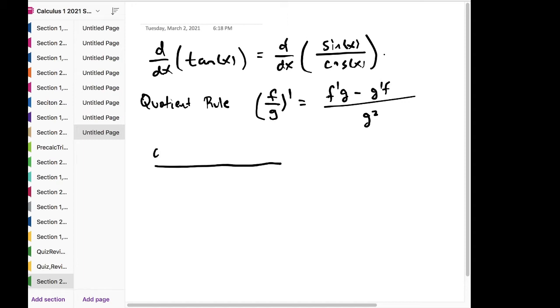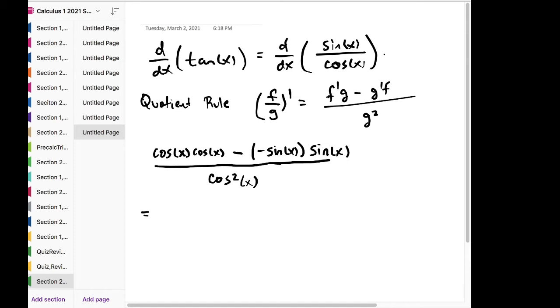Cosine, and then times g, which is the derivative of the denominator. Then minus, so now it's the derivative of the denominator. What's the derivative of the denominator? What's the derivative of cosine? Right, minus sine. And then the numerator, which is sine. And this is all divided by the denominator squared.